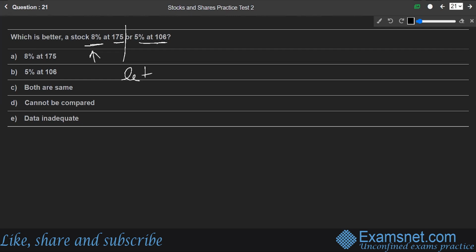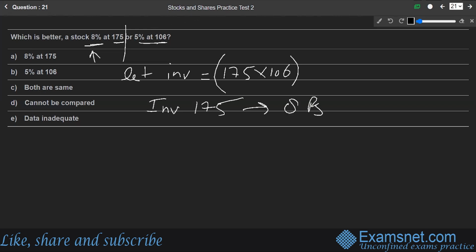Let's first of all assume that the investment is equal to 175 into 106. That is the product of both the market values of both the schemes. This is the investment. So now let us go to the first scheme. First scheme says 8% stock at 175. That means if you invest 175 rupees, you're going to get an income of 8 rupees. Okay, 8% of 100 is 8 rupees.